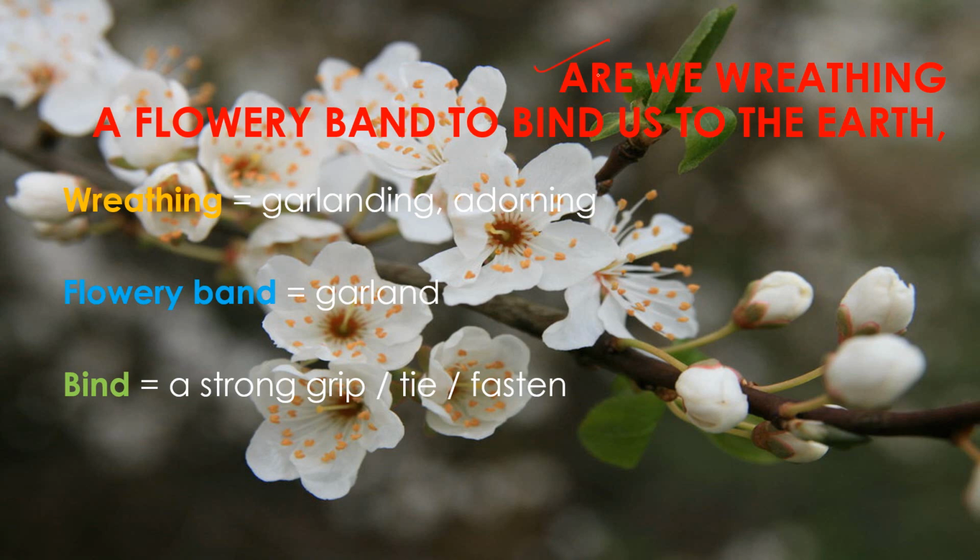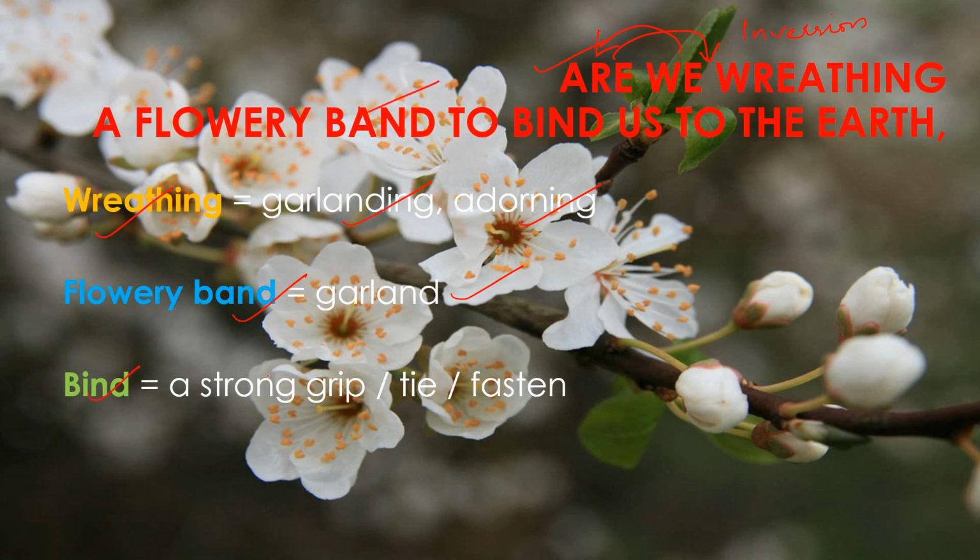Then look at this line. Are we wreathing a flowery band to bind us to the earth? This is an example of inversion because the words are inverted here. We are wreathing a flowery band to bind us to the earth. Wreathing here means garlanding or adorning, the process of making a garland. Flowery band means a garland.